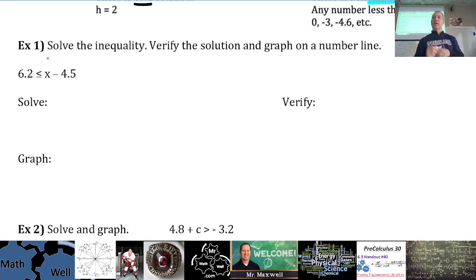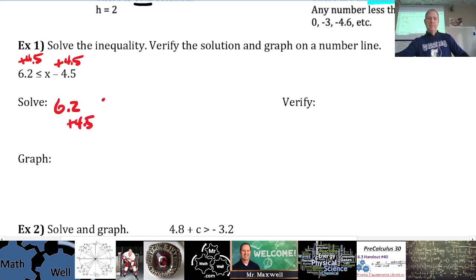Just leave it on the left side or leave it on the right side. If you don't like it on the right side, some people don't, you can move it to the left side and I'll show you how to do that. But let's isolate for x. So I'm going to add 4.5 here to both sides, okay? So let me just rewrite this. 6.2, I'm going to add 4.5.